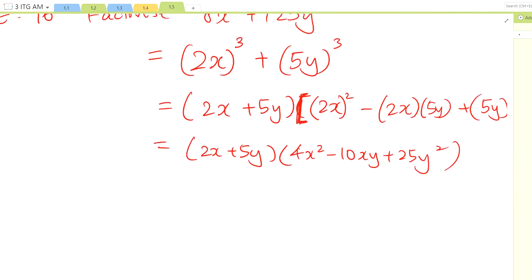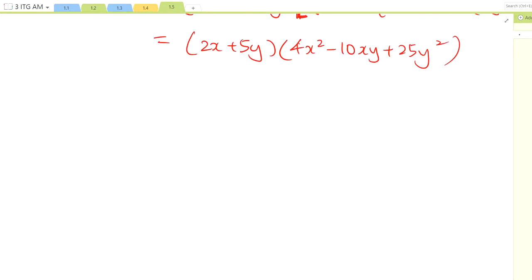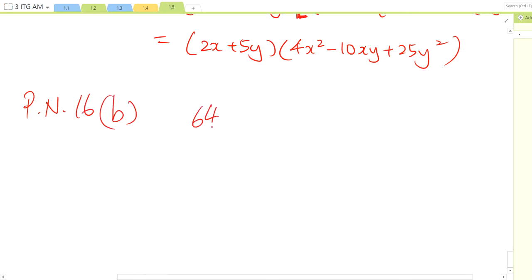Let us do one last question. Practice Now 16, part B. Factorize 64 minus (2x plus 3) squared, cubed. Factorize this.